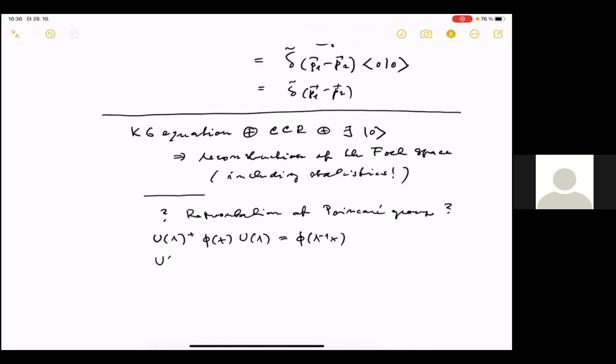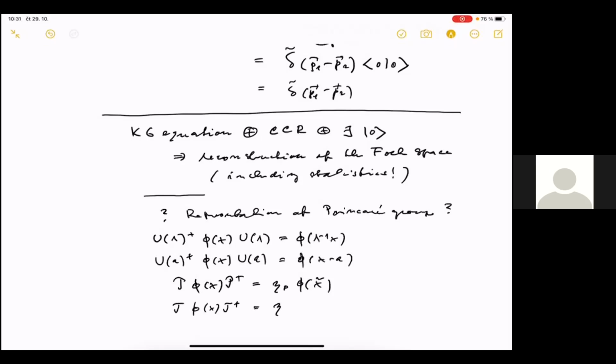and with respect to translations, this, and also with respect to discrete symmetries, we postulate this, and with respect to the time inversion, we postulate this.